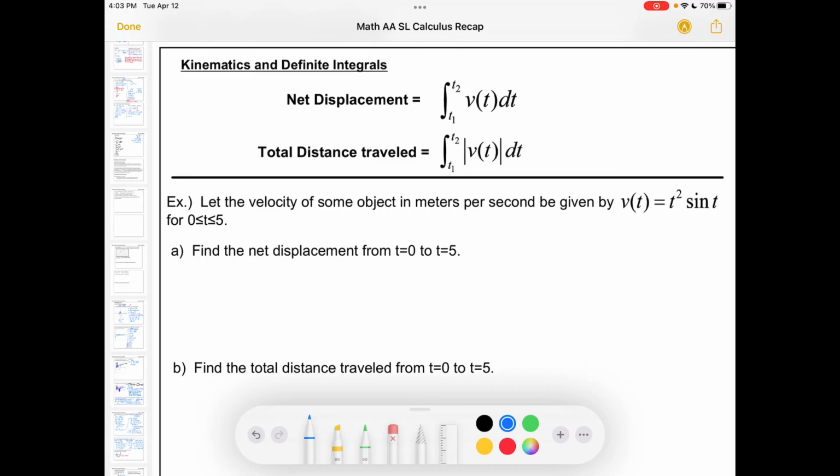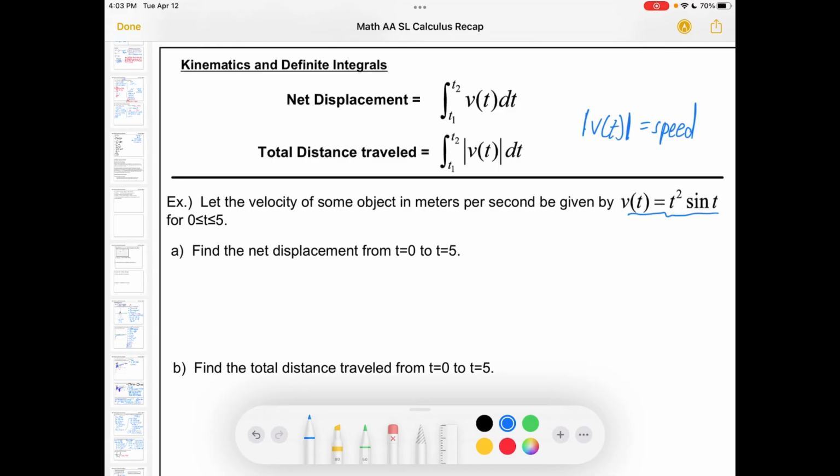This all leads us to more kinematic goodies. Net displacement, or the net change in position, is given by the integral of velocity. The total distance traveled is given by the integral of speed. So the absolute value, or the magnitude of velocity, is speed. Okay. So let the velocity of some object in meters be given by this.